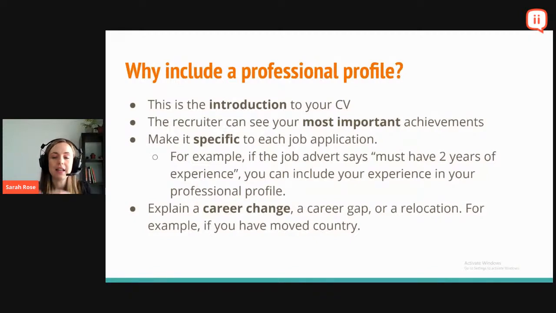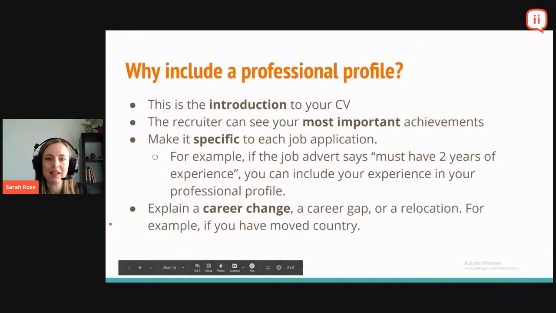And that is useful because if all your experience is in Spain or is in Poland or is in Russia, the employer might think, they live in Russia. They don't live in the UK. They won't be able to work here. But if you put in your professional profile, I have recently relocated to the UK from Russia, then when they see that your experience is in Russia, it's not a big problem. So this is what we can do with the professional profile. We can introduce and we can really convince the person that we are specifically qualified for this job.